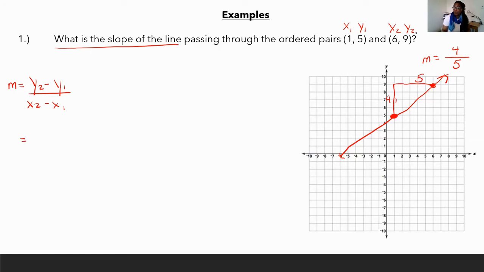All we're doing is substituting. My y2 is going to be 9 minus my y1, which in this case is 5. The operation in your formula is always going to be minus. It only changes if you're minusing a negative, and we're going to get to that, okay? Now we have my x2, which is 6, minus my x1, which is 1. So 9 minus 5 gives me 4, and 6 minus 1 gives me 5. So the slope is 4 over 5. Isn't that the same thing that we got over here when we did it graphically?